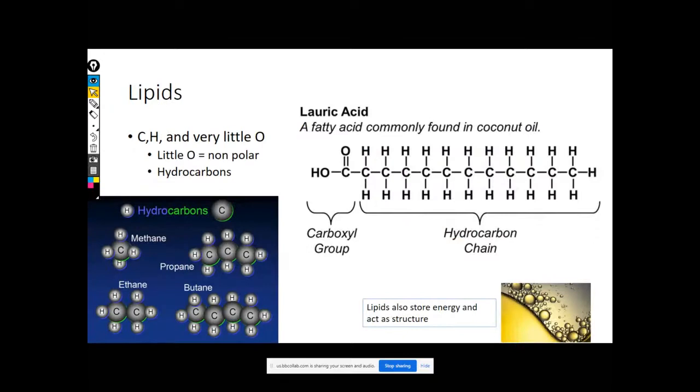All right, for the love of lipids. This is also one of our biomolecules that are near and dear to our heart.